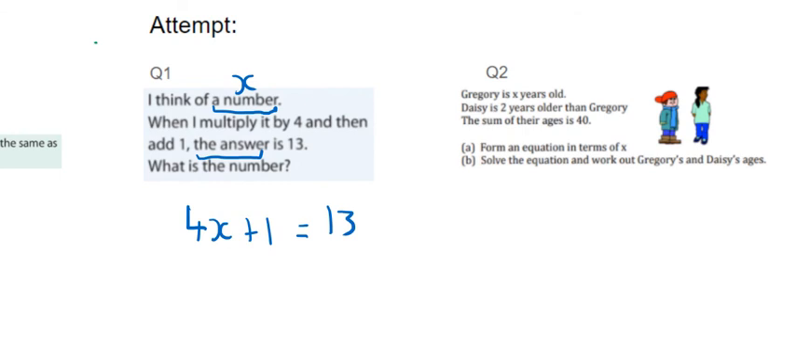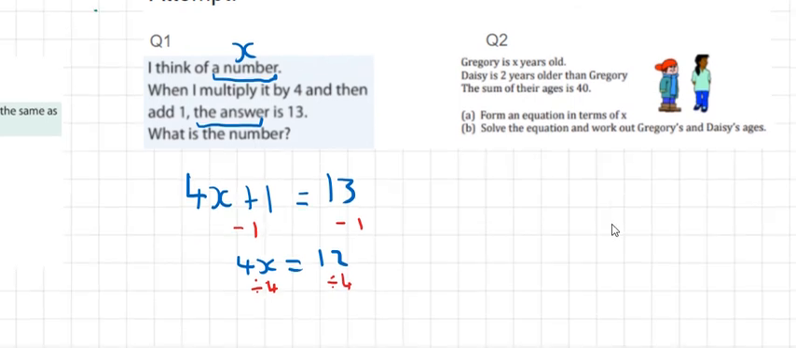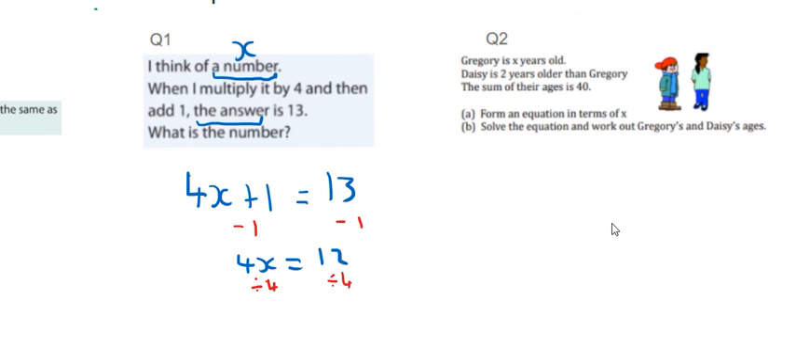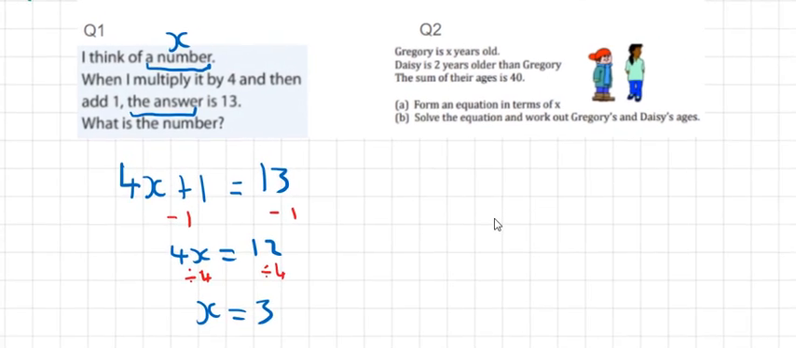And then once we've got that, it's easy enough to solve it. I just need to subtract 1. So we get 4x equals 12. And then I'm going to divide by 4. So x equals 3. So that's the first one.